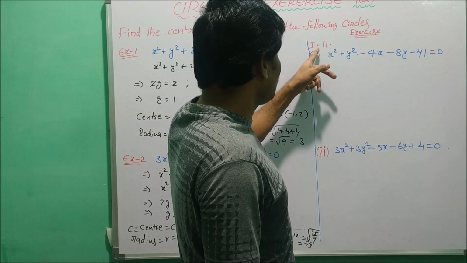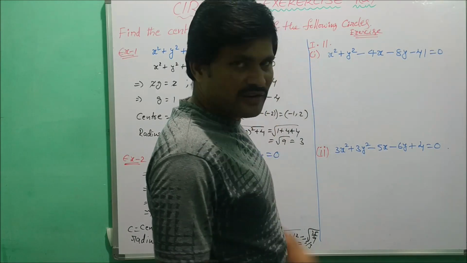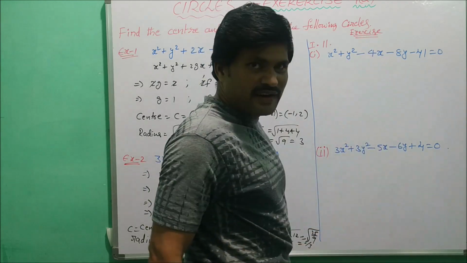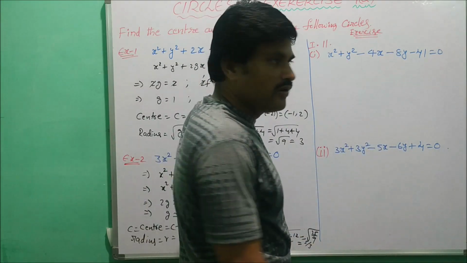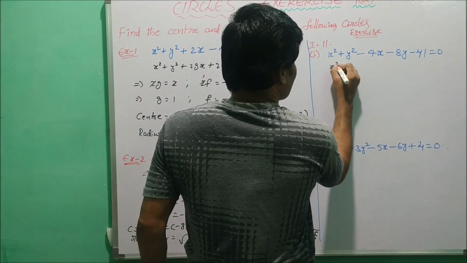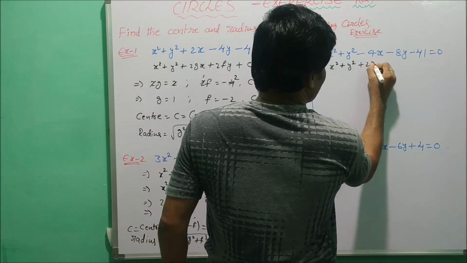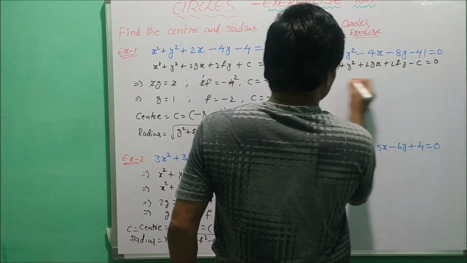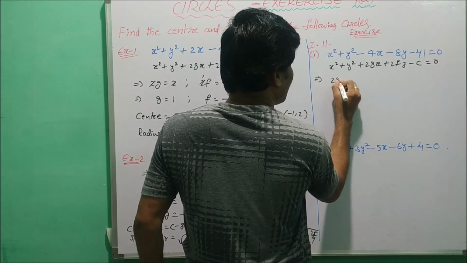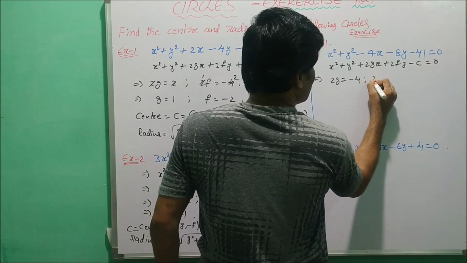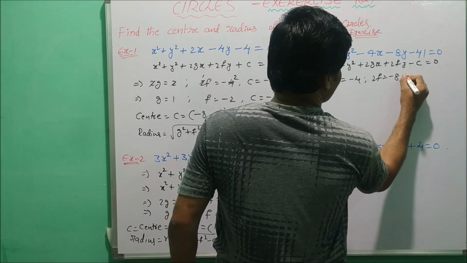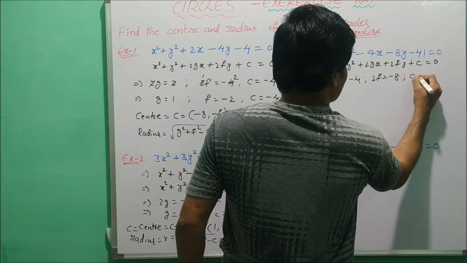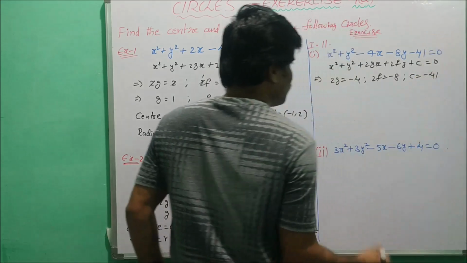In Roman number 1, in 11th one, the first one is x square plus y square minus 4x minus 8y minus 41 equals 0. Now we compare with x square plus y square plus 2gx plus 2fy minus c equals 0. Now which implies here 2g equals minus 4, 2f equals minus 8 and c equals minus 41.